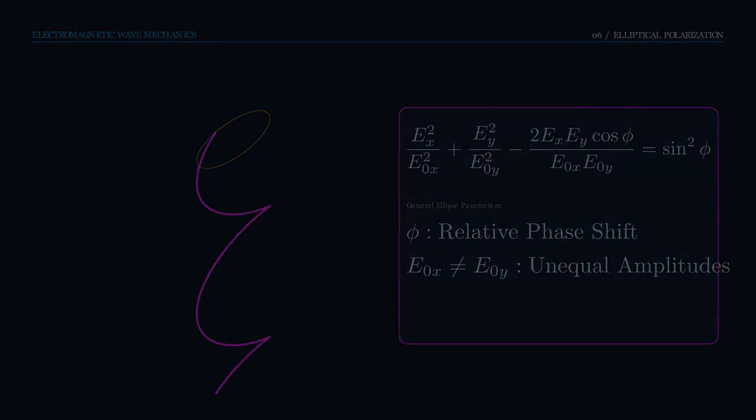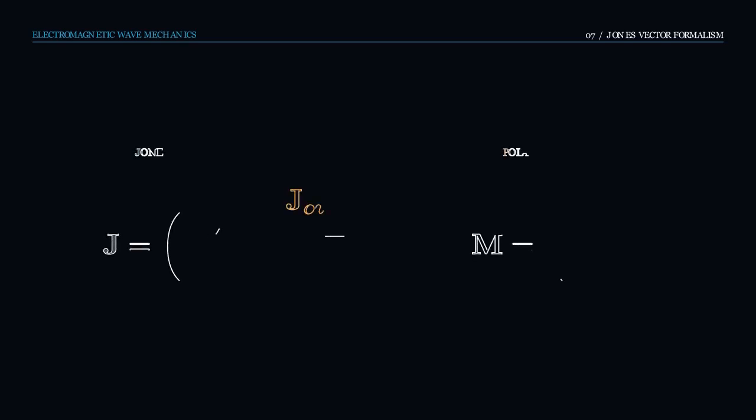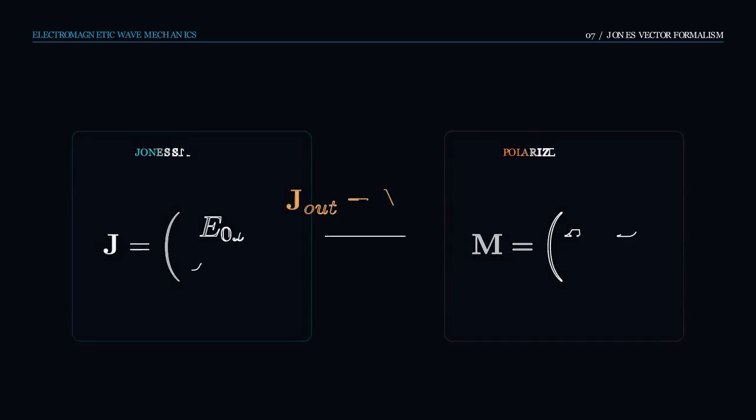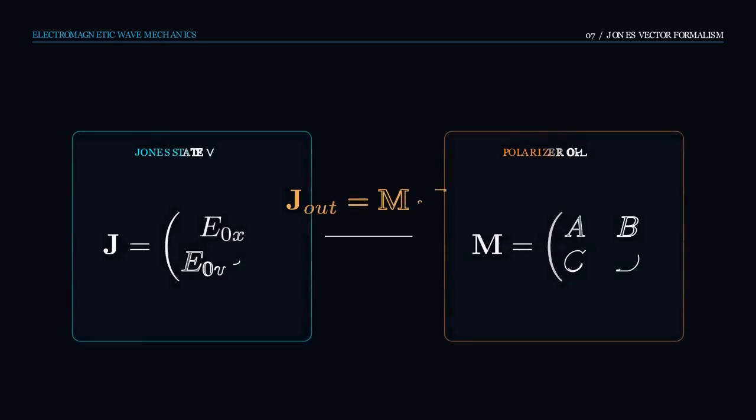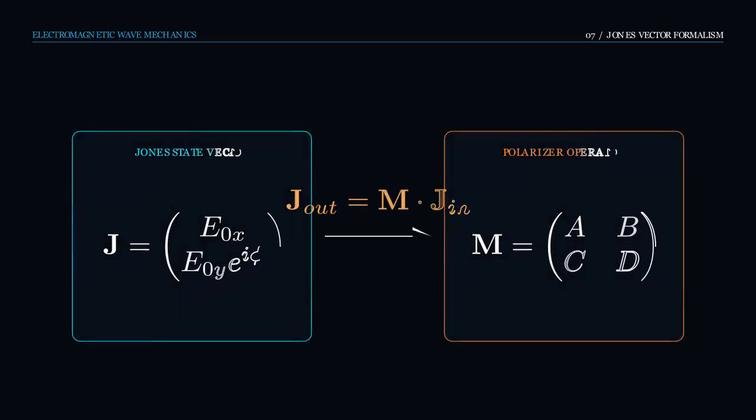To calculate these transformations efficiently, physicists use the Jones vector formalism. We represent the transverse electric field as a column vector with elements E_0x and E_0y e to the i phi. This notation strips away the propagation terms, leaving only the complex amplitudes. When light passes through a polarizing optical element, we model the interaction by multiplying this vector by a 2x2 matrix. This geometric algebra allows us to track how the phase and amplitude of each orthogonal component change instantly.